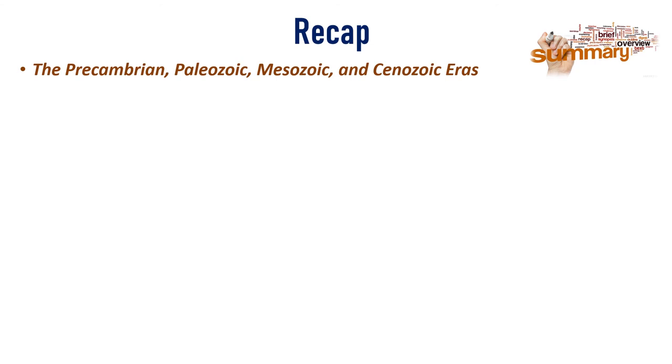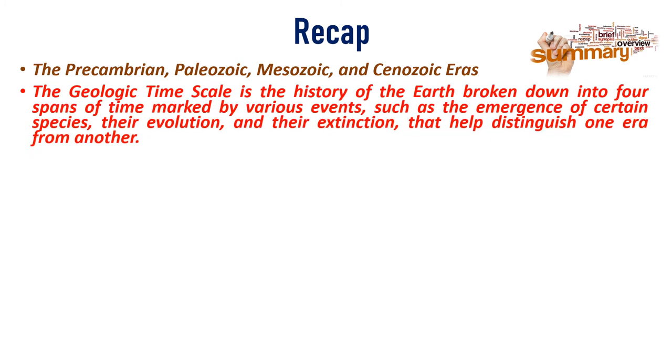We discuss many things in this lesson. Now let us summarize our lesson. The geologic history mainly divides into Precambrian, Paleozoic era, Mesozoic era and Cenozoic era. The geologic time scale is the history of the Earth broken down into four spans of time, marked by various events such as the emergence of certain species, their evolution and their extinction, that help distinguish one era from another.